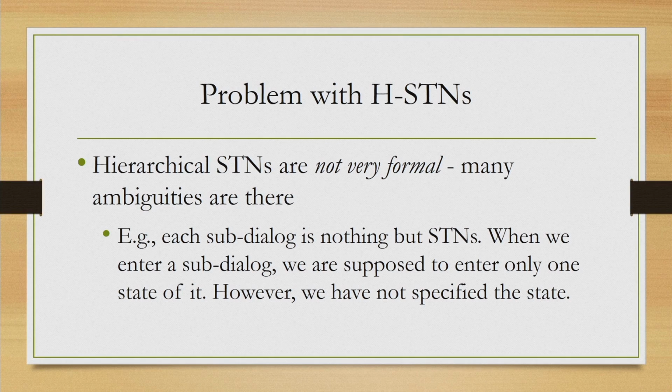So, whatever we have seen with the hierarchical STN, it is sufficient for giving us a nice and clean model of our example system. But is there any issue with this model? Actually, there are a few issues. Hierarchical STN, although formal, still has some ambiguity. For example, when we say that we have sub dialogues and there are higher level connections, each sub dialogue is essentially an STN in itself.